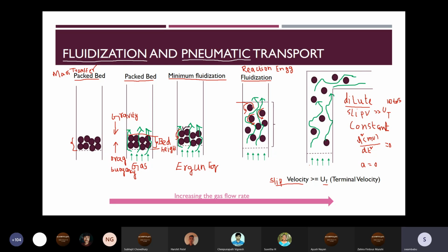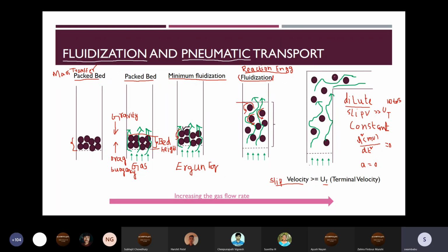So there, we wanted particles to move only up to a certain height. We don't want them to go away from the reactor. Hence, in reaction engineering, especially when we use solid catalytic reactions, heterogeneous catalytic reactions, we will use fluidization. But in transport, we don't want it to limit to a certain height. We want it to go away along with the fluid. So this is pneumatic transport.